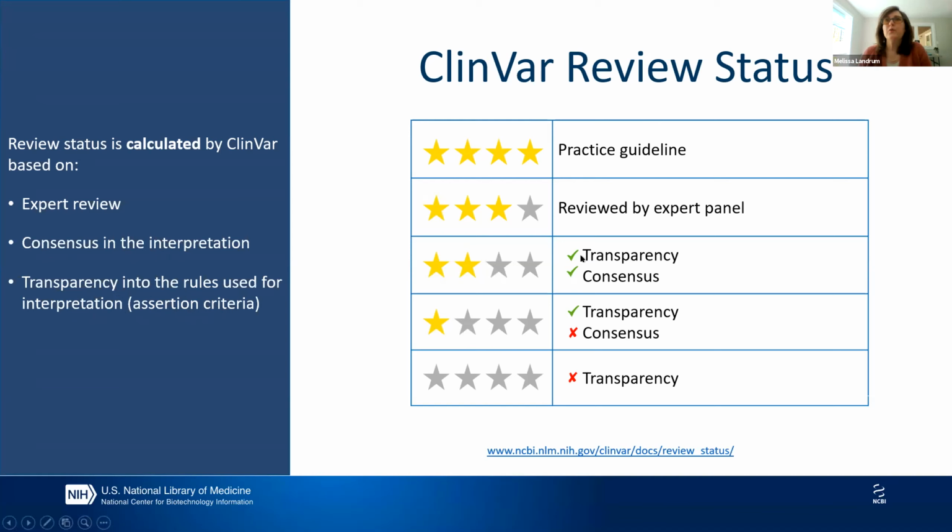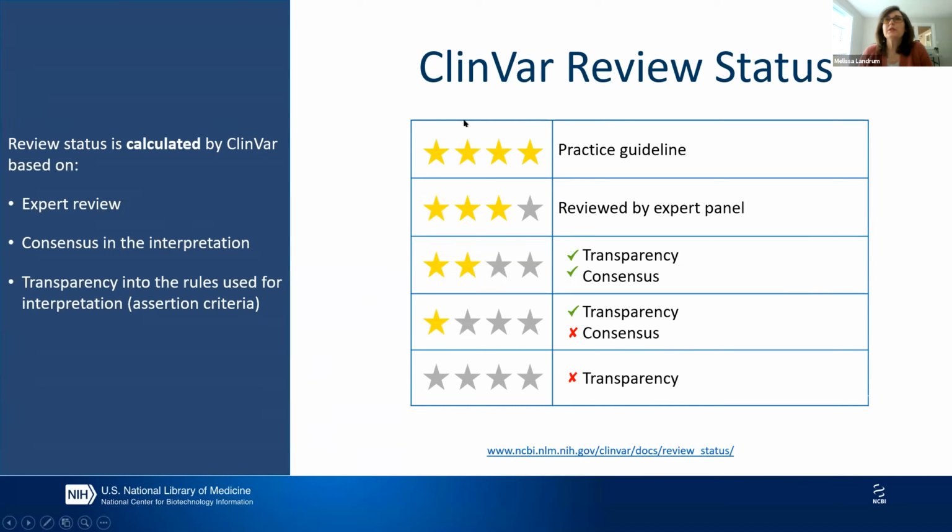So if for a variant, we have both transparency into the classification rules used by our submitters, and we have consensus in the interpretation across different submitters, that variant gets 2 stars. If we have transparency into the classification rules, but we don't have consensus, either because our submitters disagree on the interpretation or there's just a single submitter, that variant gets 1 star. And then if we don't have transparency into the classification rules at all, that variant gets 0 stars. So this table is really a summary of the review statuses. They're all listed in detail on the website if you're interested in more information.